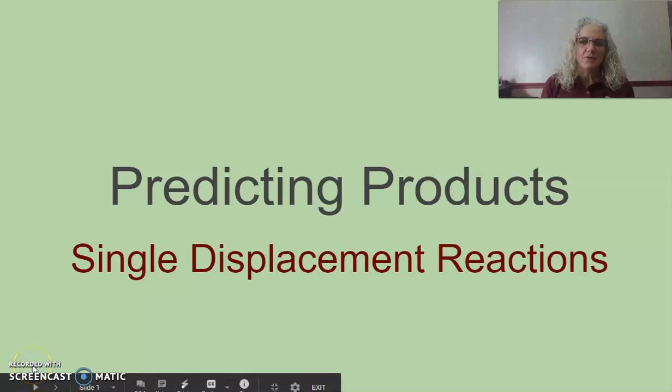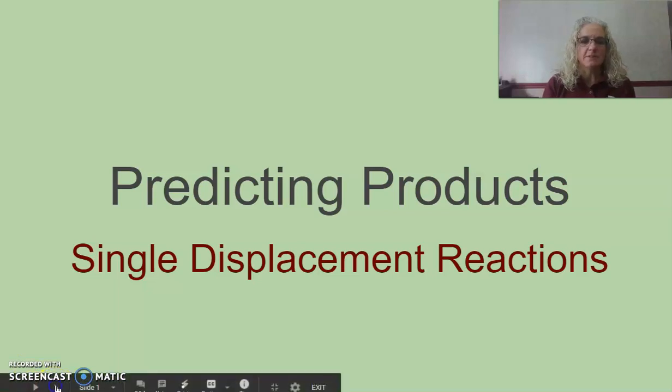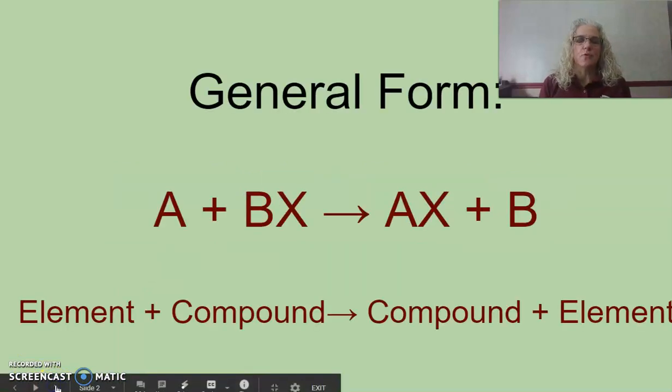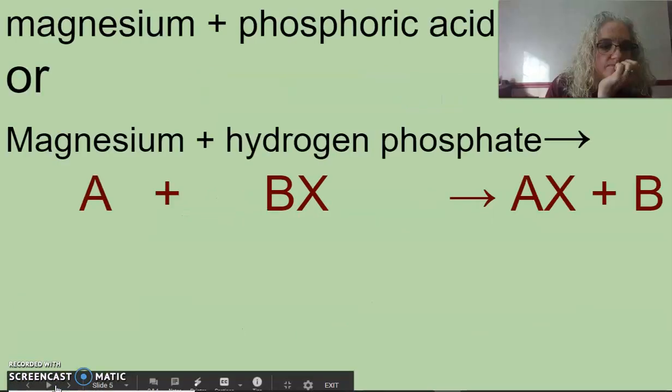Hi, today we're going to look at predicting products of reactions for a single displacement reaction. A single displacement reaction has the general form of A plus BX yields AX plus B, where A by itself represents an element and BX represents a compound. On the other side of the equation we have AX, a compound, plus B, an element.